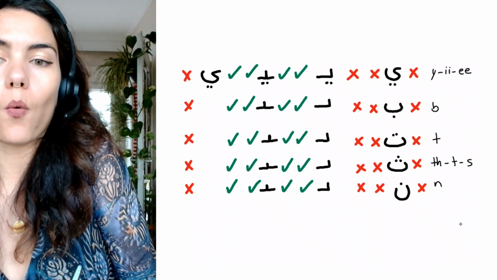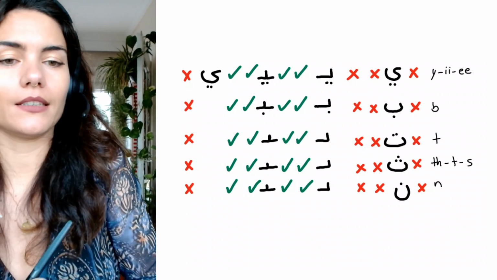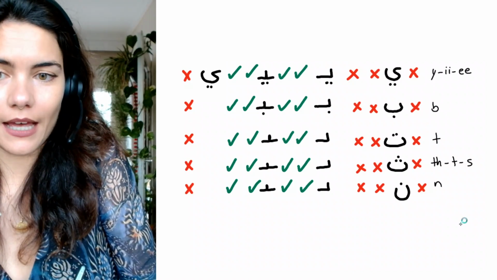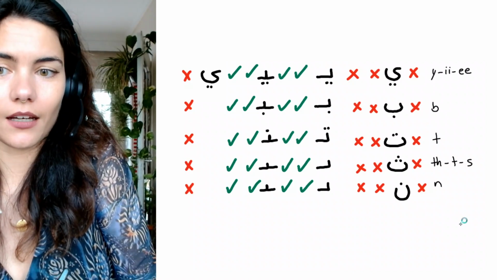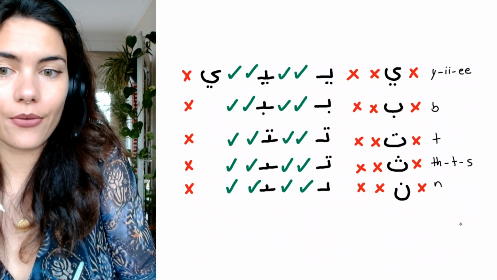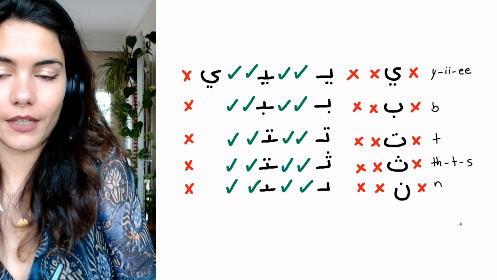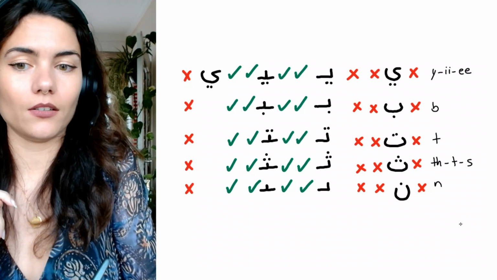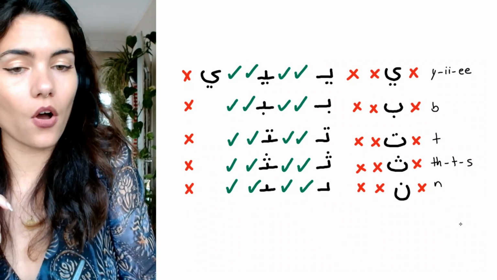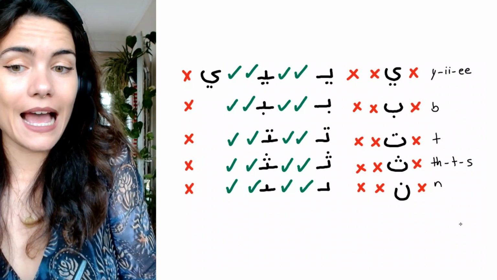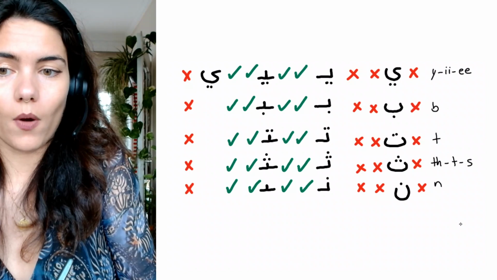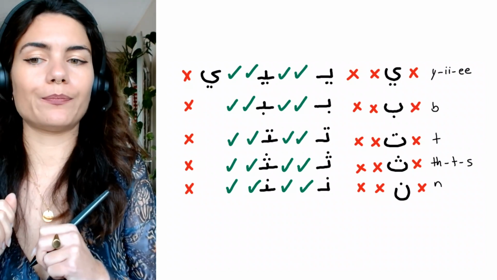So, if this shape has two dots beneath, it's the letter ya. If it has one dot beneath, it's the letter b. If it has two dots, it's the ta. If it has three, it's the tha, that can also be pronounced as a t or as an s, depending on the word. And the n is going to have one dot on top.